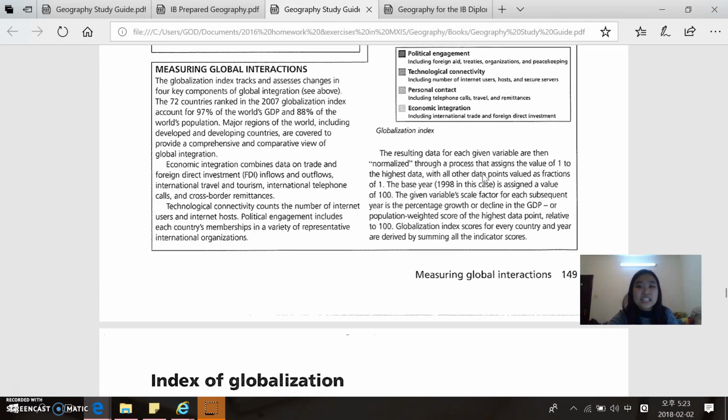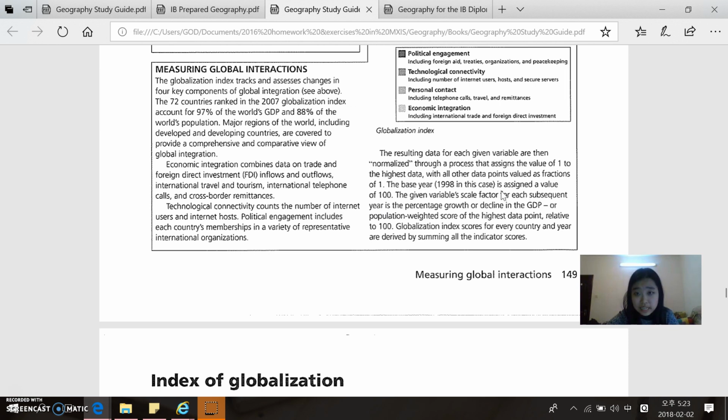This is through a process that assigns the value of 1 to the highest data, with all the data points valued as fractions of 1. It's like how 100% is the full mark for a paper, and the others are just smaller than 100, right? But here 1 is the perfect, the highest globalization scale, so others have to be smaller than that. What's smaller than 1? A fraction.